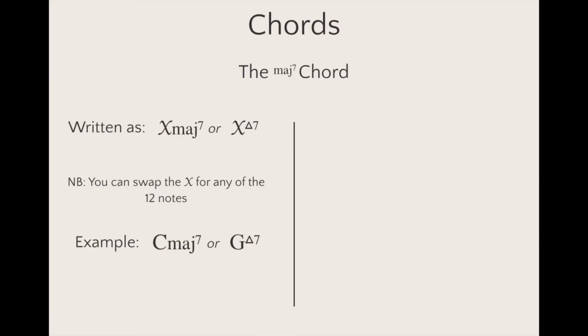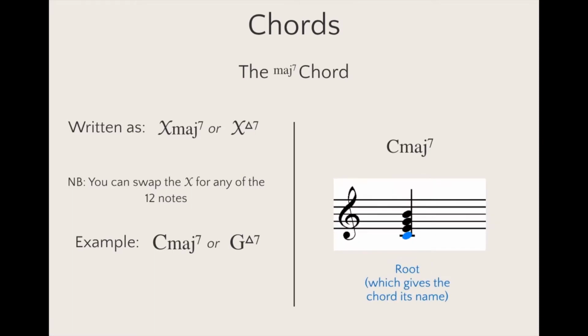Let's see how a major 7 chord is constructed. Let's use the example C major 7. In jazz, you construct a basic chord by using 4 notes. Let's look at the root. The root is the bass note and gives the name for the chord.